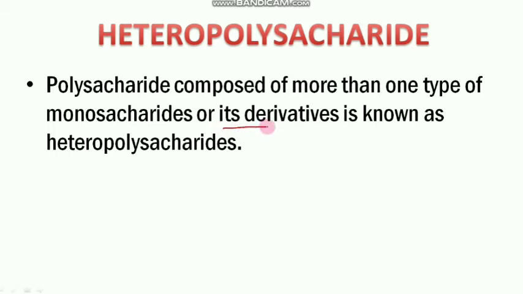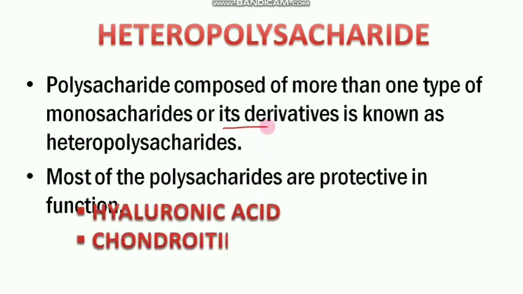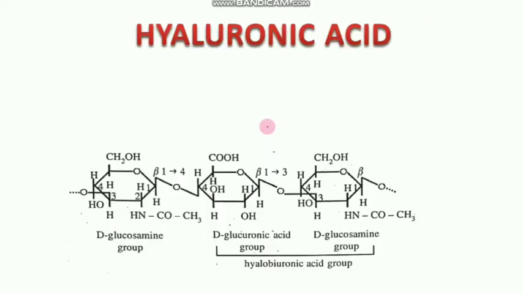Most of the heteropolysaccharides are protective in function. As per the syllabus, we have to learn about two types of heteropolysaccharides, that are hyaluronic acid and chondroitin sulfate. So let us move to the hyaluronic acid first.